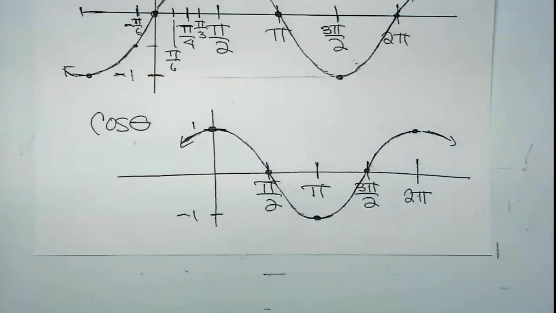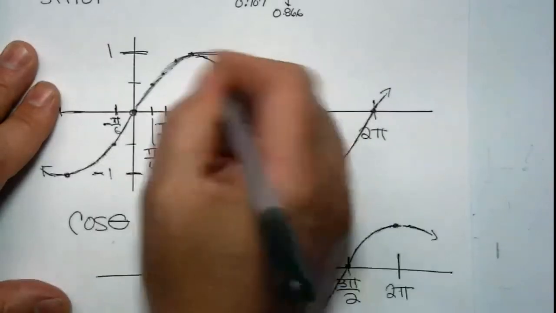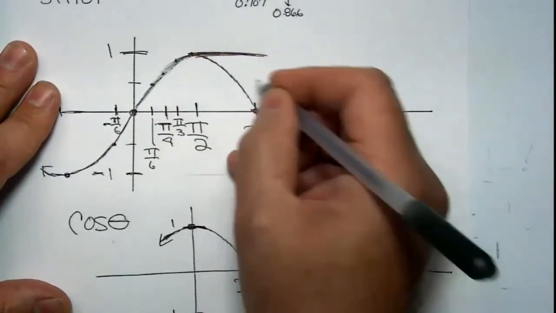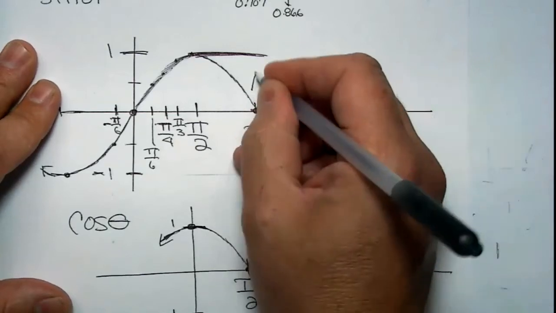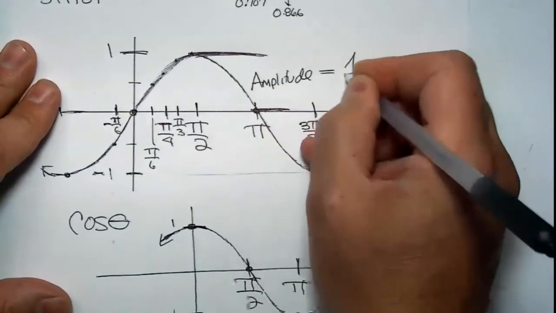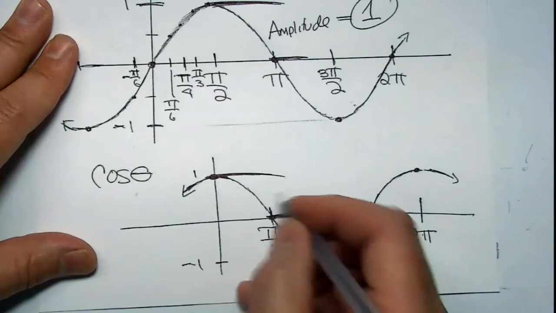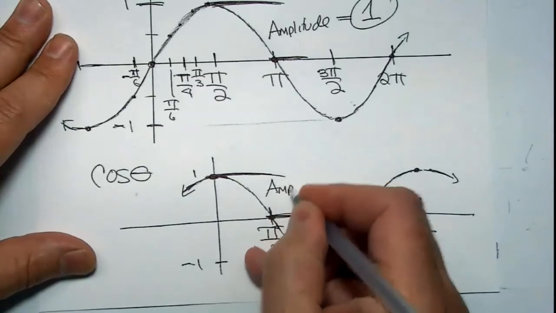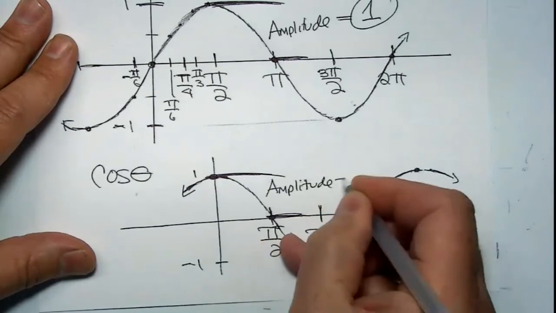First thing I want to measure is amplitude. And amplitude is measured from the center of the curve, the x-axis in this case, up to the top, and it is always positive. In this case, the amplitude is 1. Same here. The amplitude is from the center of the curve to the top. So the amplitude is 1.